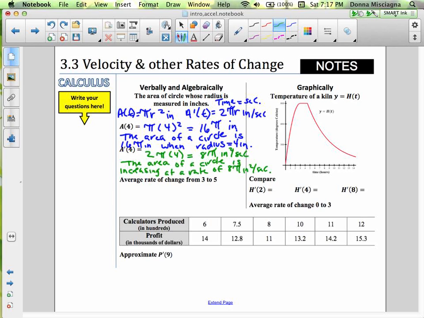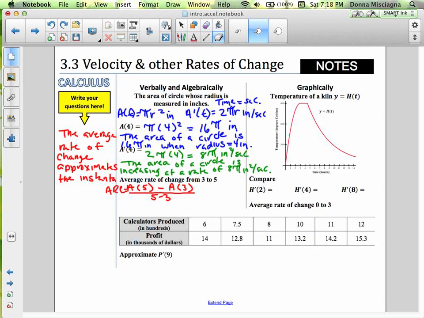So now we're going to be finding the slope of the secant line. What we're finding here, when we're looking at the average rate of change, is A of 5 minus A of 3, divided by 5 minus 3. That is going to be our average rate of change. And let's actually add that in: the average rate of change approximates the instantaneous.